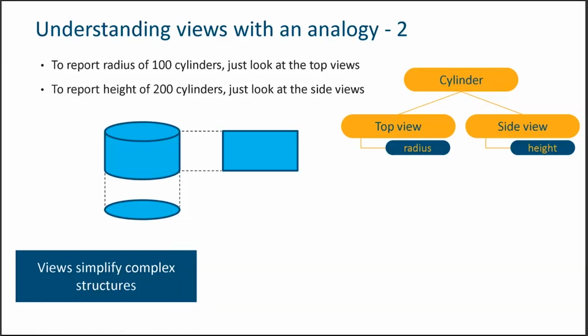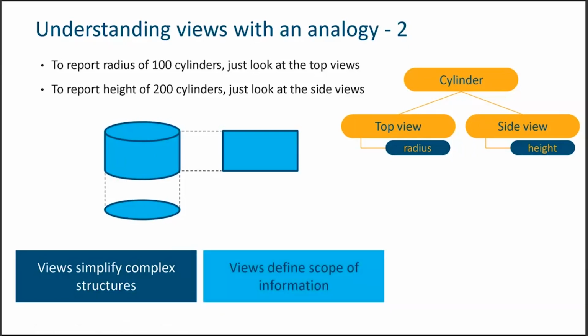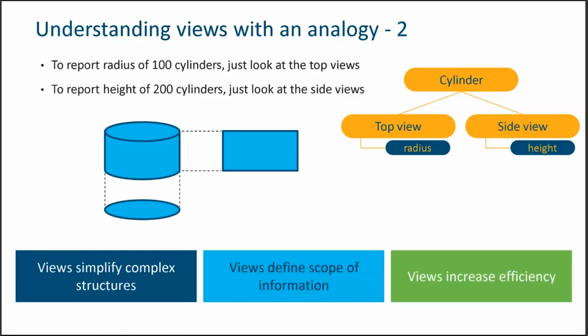Right? So it's the same concept like the cylinder, but I make two children of that object, one is the top view, the other is the side view. And then I have some metrics within the top view and the side view. In the top view, I have a metric called radius, and in the side view, I have a metric called height. So essentially, it simplifies, it defines my scope, and it increases my efficiency when I'm doing those query lookups. And again, think in millions.